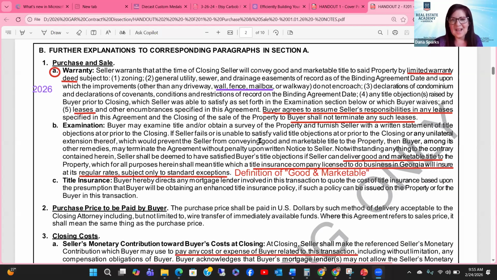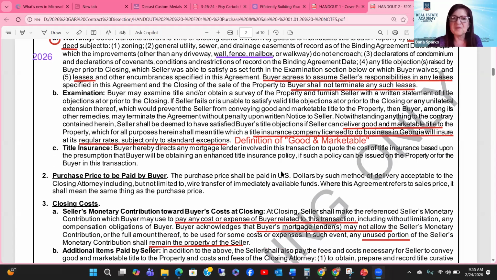We know the buyer is not the actual one examining the title, but this says if there is an objection to the title, which we will know from communication from the closing attorney who does the title exam, that the buyer needs to raise an objection prior to closing. So agent-to-agent communication does not count. Your buyer will need to send a notice to the seller that there's an objection on title if it is an objection that prevents them from conveying good and marketable title.